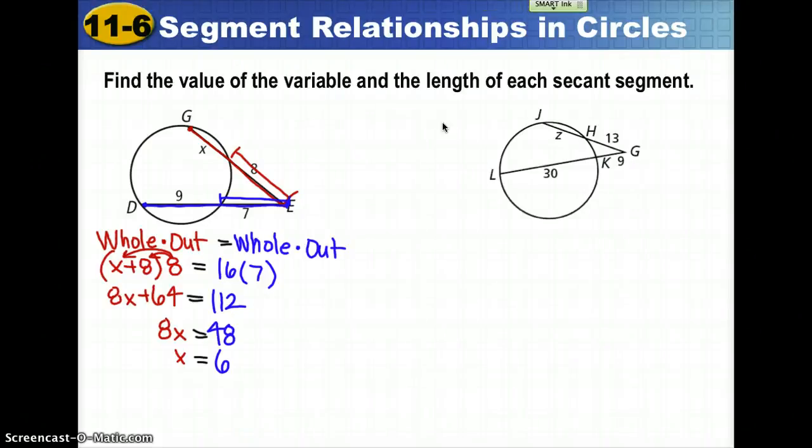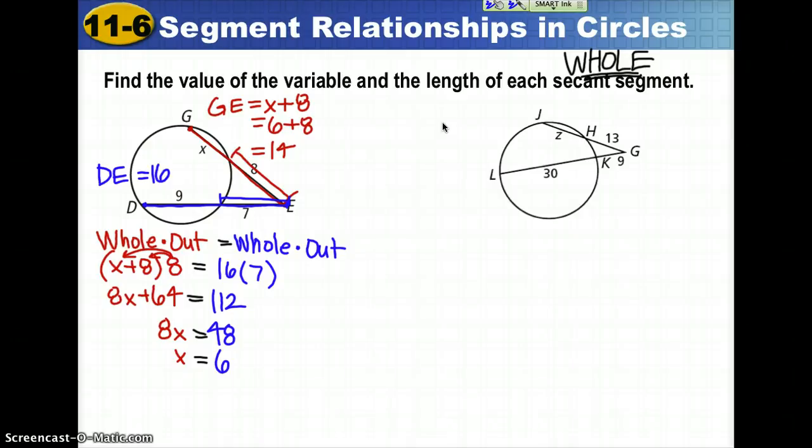Now for each secant segment, we want the whole segment. So the whole GE here is x plus 8. It's 14. 6 plus 8 is 14. We already figured out the whole DE. All of DE is 16. 9 plus 7. We figured that out when we started the problem and carried it all the way across. 9 plus 7 gave us 16.